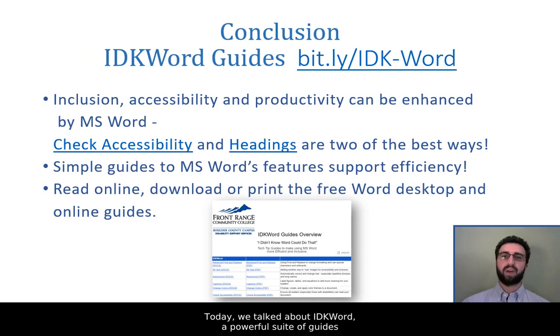Today we talked about IDK Word, a powerful suite of guides that help you understand Word's more complicated or little-known features. Features such as check accessibility and headings can help make your documents more inclusive and accessible. Other features can help increase your productivity and efficiency when working in Word. These guides can help you in both Word 2019 and Office 365 online. You can read them online, download them to your computer, or print them out.